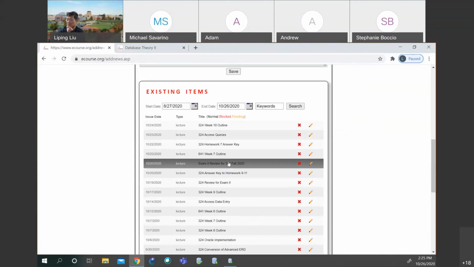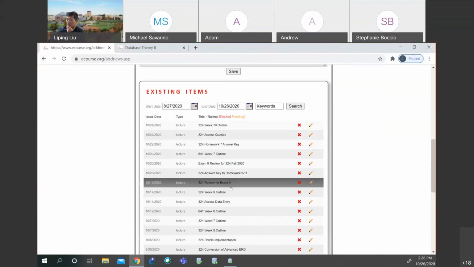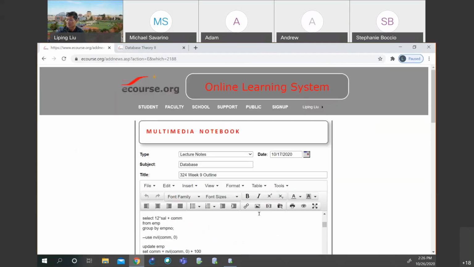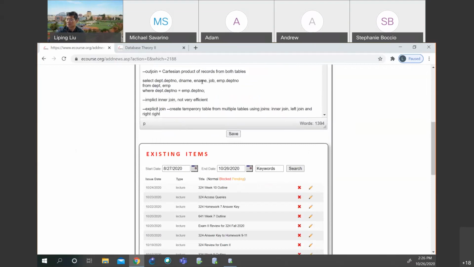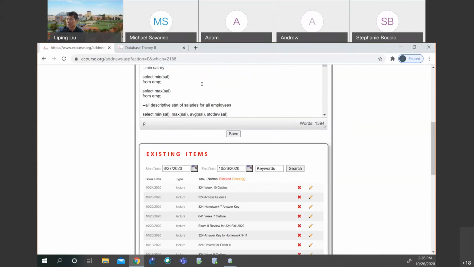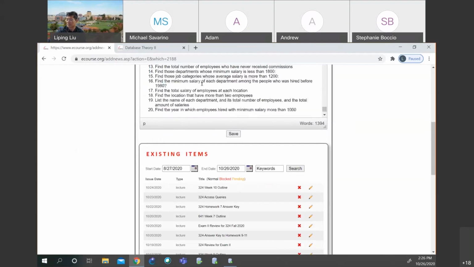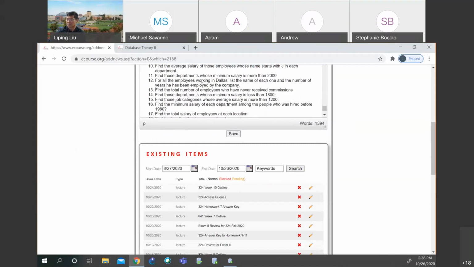Three, what is this one? Is it 9, right? Yeah, homework 9. Okay. Or no, it's homework 8, sorry. Homework 8, but it's inside the week 9 outline, right? Yeah, week 9 outline. Okay, so let me change 13 to something else.